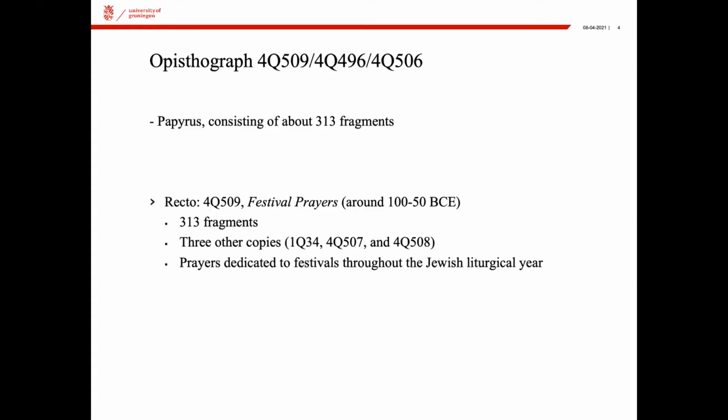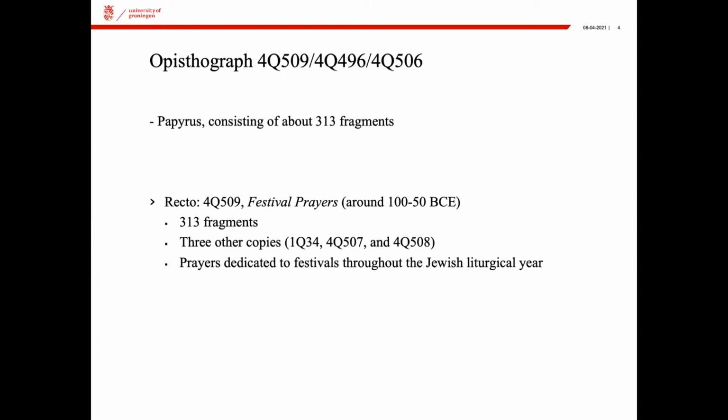It's the only opisthograph from Qumran that carries three compositions. So 4Q509, 4Q496, and 4Q506 on the slide. There's been some debate whether the recto could even preserve a fourth text, 4Q505, but I will stay away from that here. So this opisthograph consists of 313 fragments.